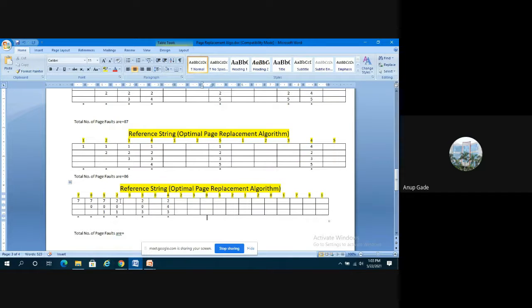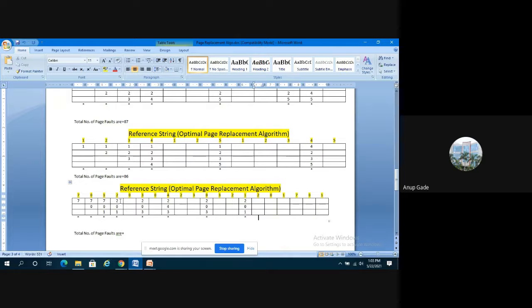Then we want 0. 2 and 3 are required, so we'll replace 4. 2 is as it is, 4 will be replaced with 0, 3 as it is, page fault occurred. Then 3 is there, no page fault. 2 is there, no page fault. 1 is not there, so we have to replace one page from the frames. Here 2 and 0 will be required, so we'll replace 3 with 1. 2, 0, 1, page fault occurs.